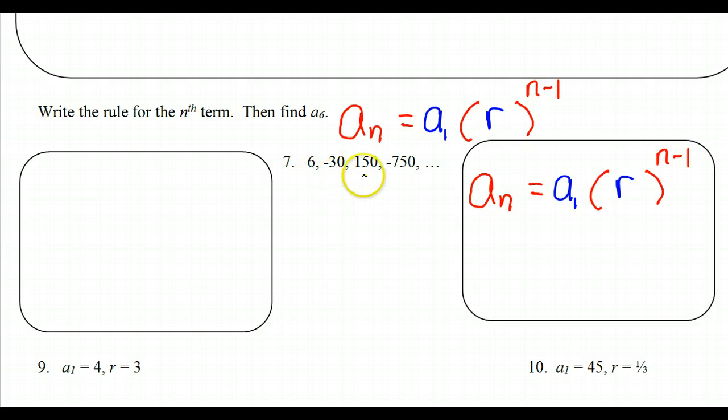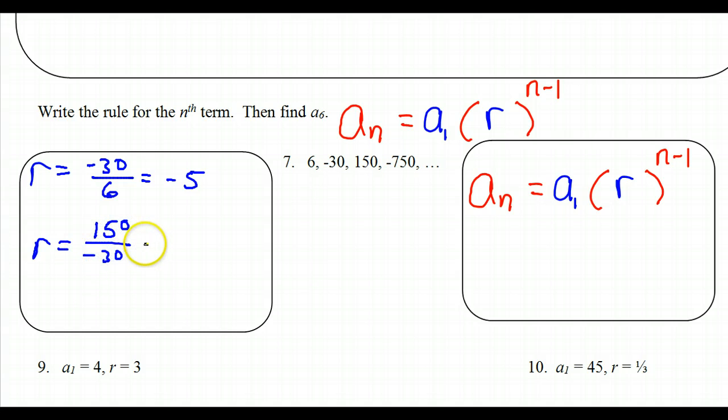Assuming for a moment that this is a geometric sequence, then there should be a common ratio. And I should be able to find that common ratio by taking each term and dividing by the previous term. So if this is geometric, then the common ratio is -5. Now let me just double check. What do you get when you do 150 divided by -30? Well, that is also -5. So it's geometric and the common ratio is -5.